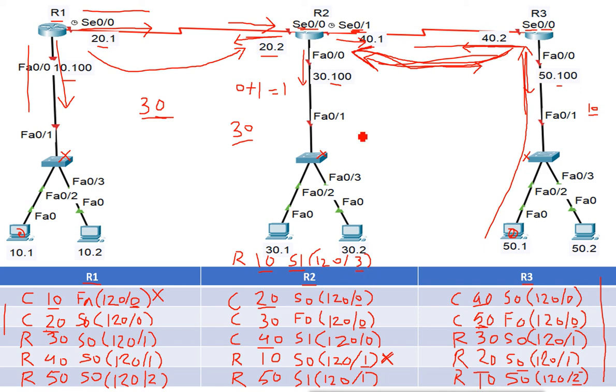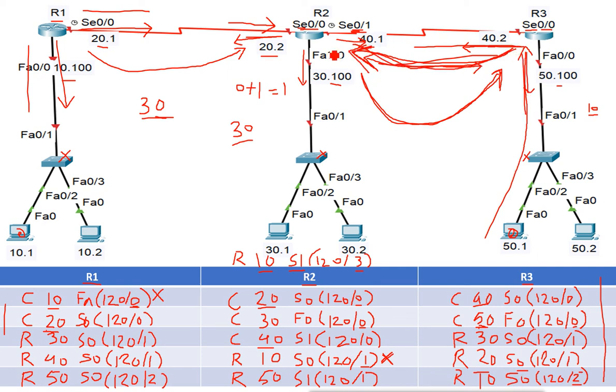So where will the data be sent? Router 2 will send the data back to router 3, where there is no network 10. It will send it back to router 3 again. Now router 3 will do what? It will check the routing table again. It says, okay, I can reach network 10 from serial 0/0, and it will send it back to router 2.